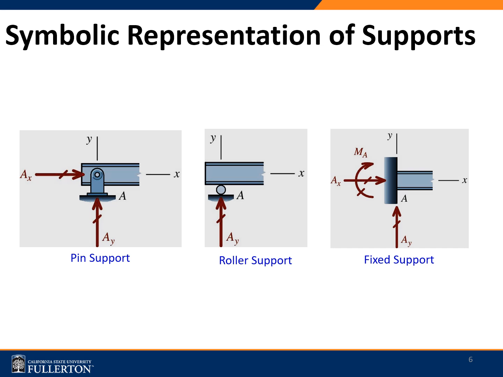So here is the symbolic representation of the different types of commonly seen supports which are associated with the beam. We have the pin support here, the roller support, as well as the fixed support. It is important to keep in mind that these symbols are simply graphic shorthands, and they're used primarily to communicate the different beam support conditions. The actual way the support looks could be different.